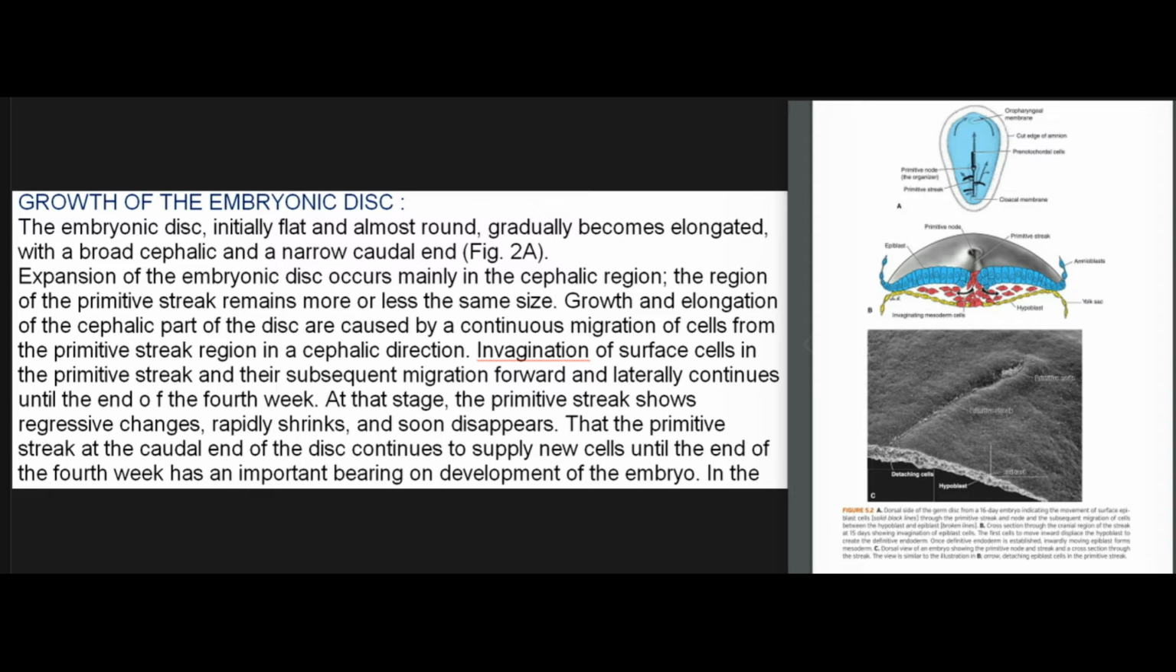Invagination of surface cells in the primitive streak and their subsequent migration forward and laterally continues until the end of the fourth week. At that stage, the primitive streak shows regressive changes, rapidly shrinks, and soon disappears. That the primitive streak at the caudal end of the disc continues to supply new cells until the end of the fourth week has an important bearing on development of the embryo.